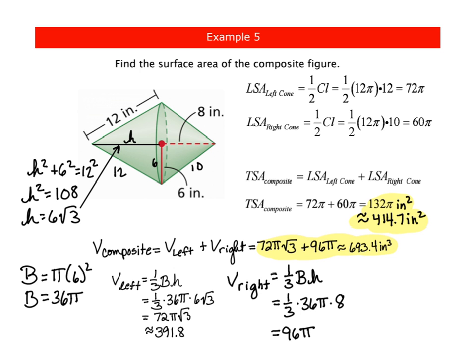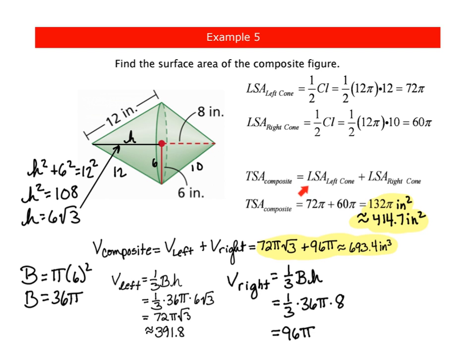So here's my answer. The first thing I did was I decided that I'd like to figure out what pieces need to get added together. So my total surface area of my composite figure is going to be the lateral surface area of my left cone plus the lateral surface area of my right cone. The bases do not contribute to the total surface area of my shape.